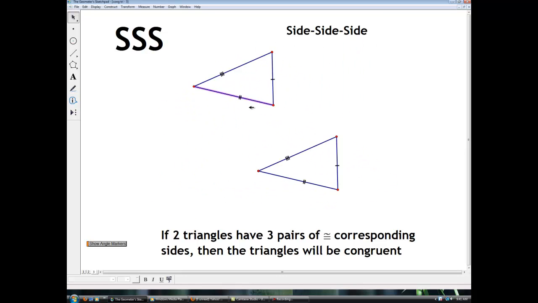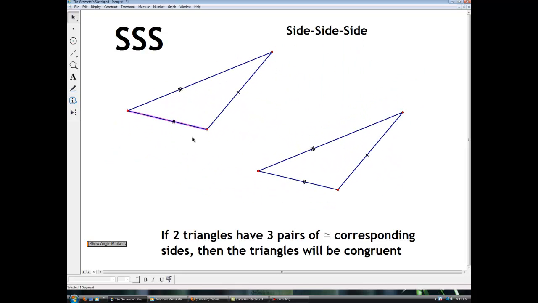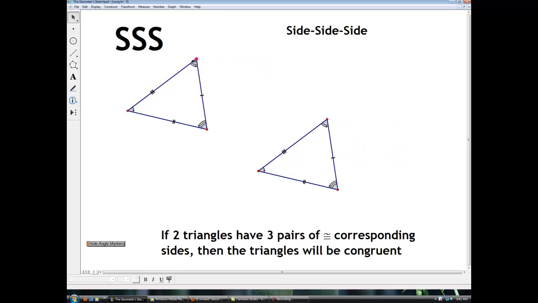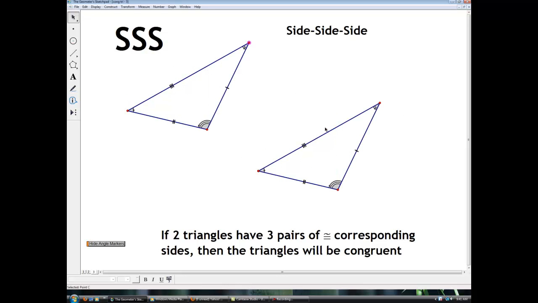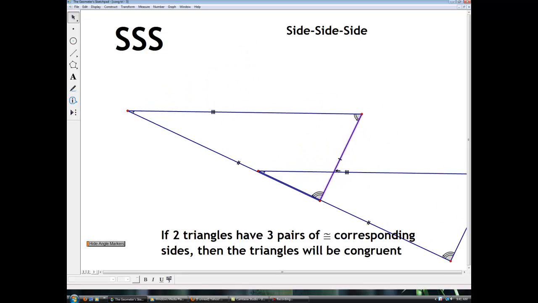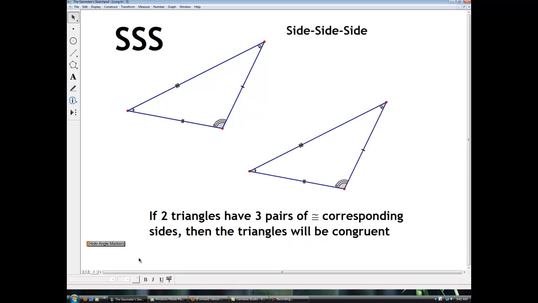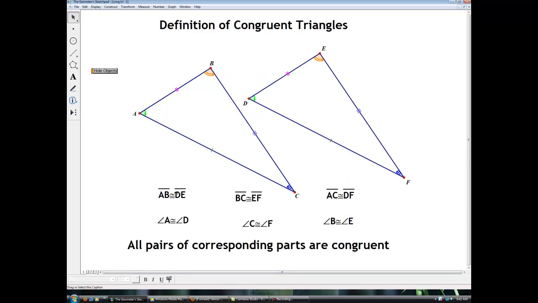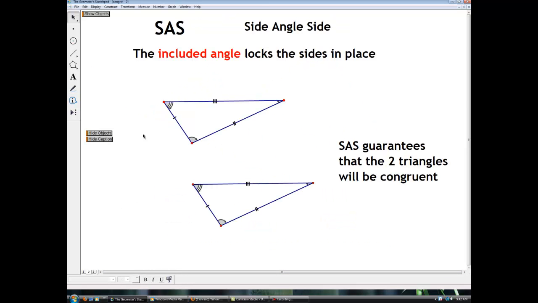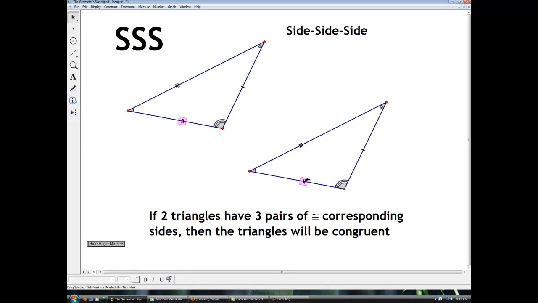Now we can see that these are variable, they're changing and the angles are changing, but if I show the angle marks, we can see that no matter how I move and change the 3 sides, as long as the sides are congruent to each other, the angles will also be congruent. So again, instead of having to prove 6 congruent statements in order to say the triangles are congruent, we can use these 3 that we have, a side, angle, side, or we can use these 3 that say as long as I have 1, 2, 3 pairs of corresponding sides congruent, then the triangles will also be congruent.